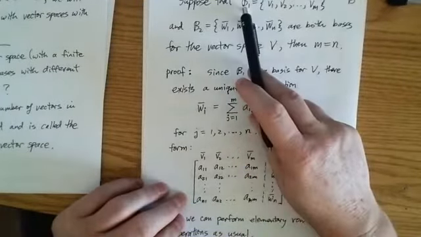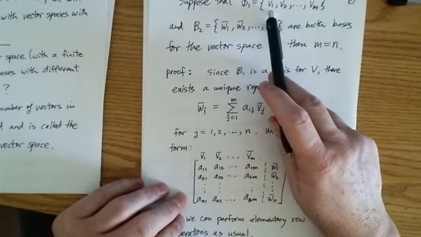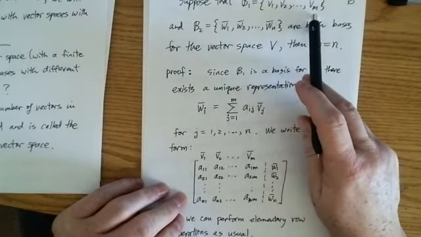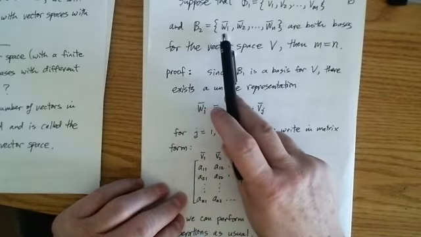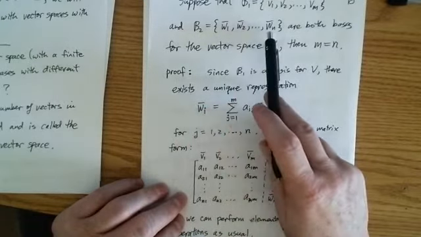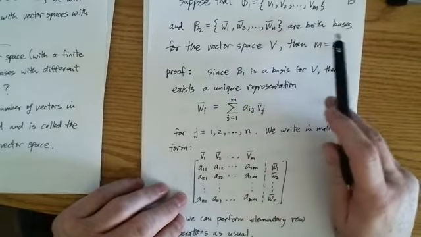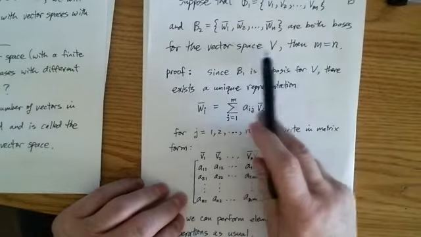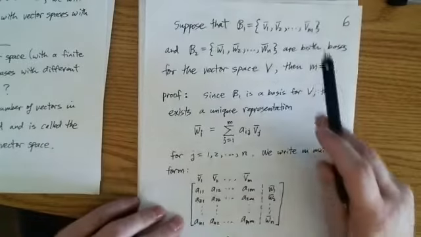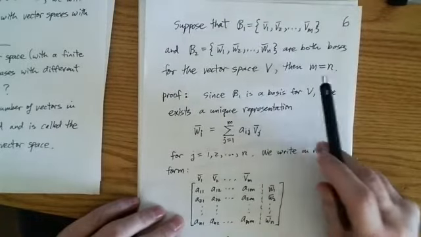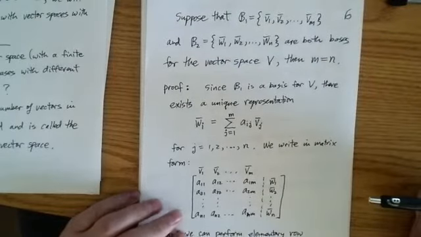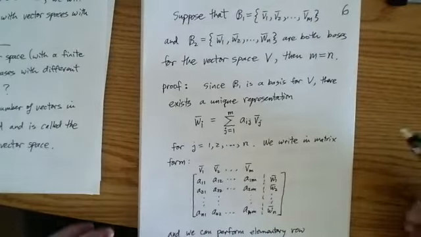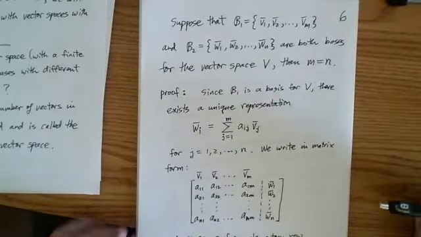Suppose that basis 1, B1, with vectors V1, V2 through Vm, and basis 2, which I'm calling B2, with vectors W1, W2 to Wn, are both bases for the vector space V. Then I claim m must be equal to n. So you can't have different numbers of vectors in each basis. m and n have to be equal.